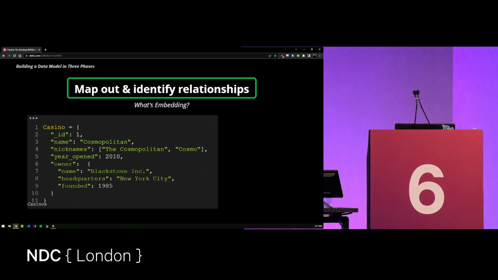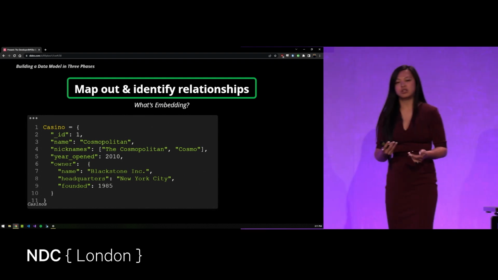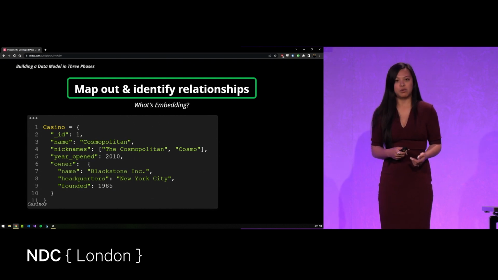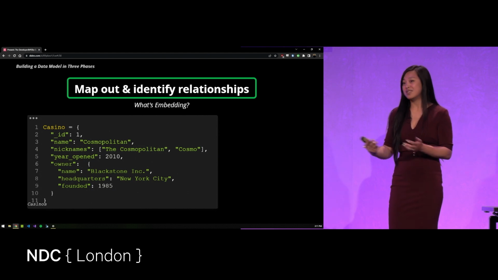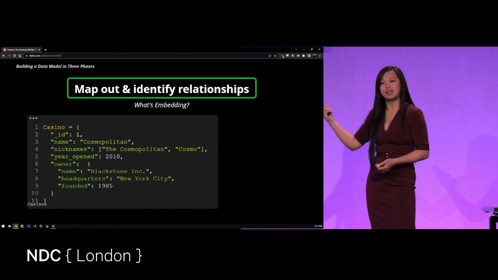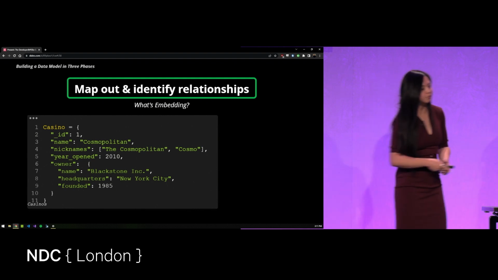But the benefit of this is that when you embed things, you usually want to do that when you're working with document databases, because one of the core things to remember about working with document databases is that data that is accessed together should stay together. And so if we find that we are querying for this casino information and find that we always need that owner information, it's most likely a good idea to just embed that.